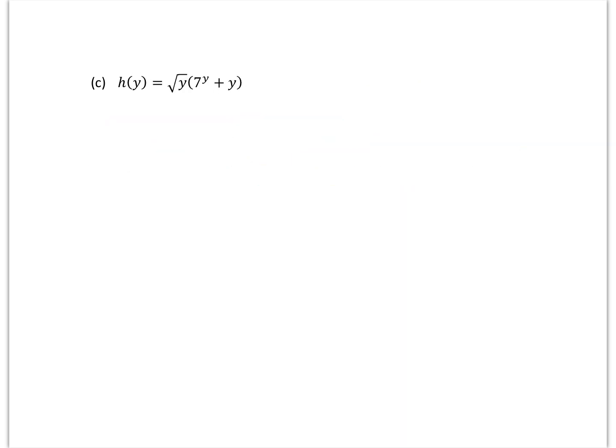H of y equals the square root of y times 7 to the y plus y. I emphasize the word times because I'm going to use the product rule for this. So first, I'm going to rewrite this as y to the 1/2 times 7 to the y plus y. Because when I apply my product rule and I want to take the derivative of this, I would like to have it in power form so that I can use the power rule.